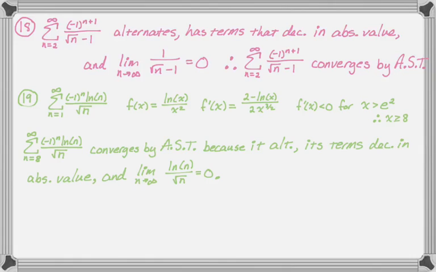So I'm just going to write it down. The sum from 8 to infinity does converge by the alternating series test because it alternates, its terms decrease in absolute value, and the limit as n approaches infinity of the natural log of n over radical n is 0. So we know that that converges by the alternating series test. The hardest part is showing that this thing's decreasing anywhere. And then if that converges, then we can say that the original converges as well because we just have to add in the 7 terms that we skipped. Okay, so that's 2 alternating series problems.